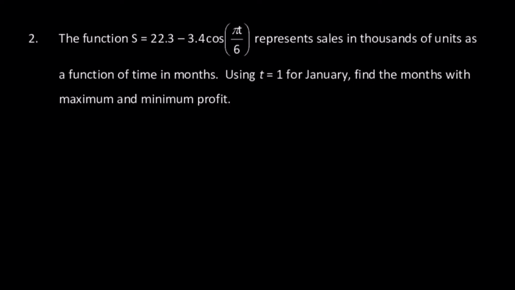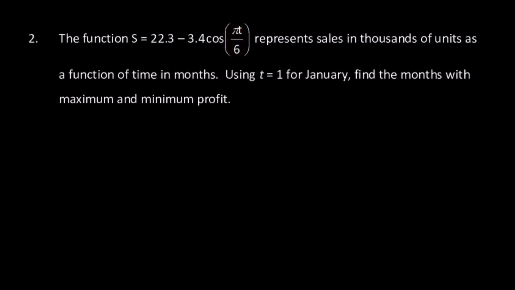So if you notice, this equation is written just a little bit differently than what we're used to seeing, but you'll see this quite often when they put our vertical shift in the front. So basically this means up 22.3. It's a negative cosine. Amplitude is 3.4. And my frequency is pi over 6.